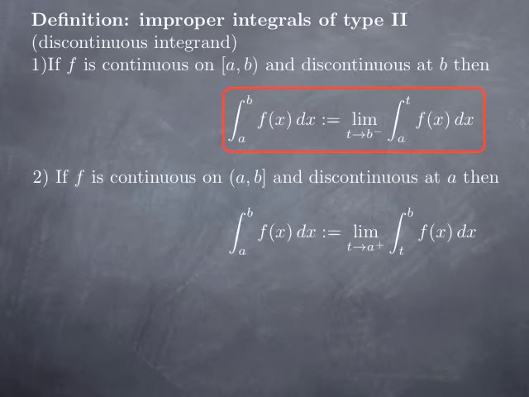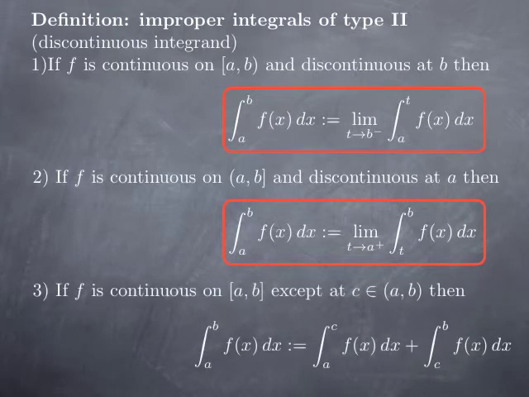Then we take the limit of these integrals as t is approaching a, and if we obtain a finite limit, then this is the value of the integral and the integral is convergent. If we obtain an infinite limit, the integral is divergent. So if a is the only discontinuity, this is our definition.